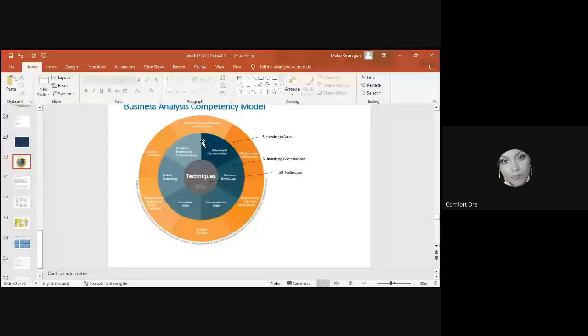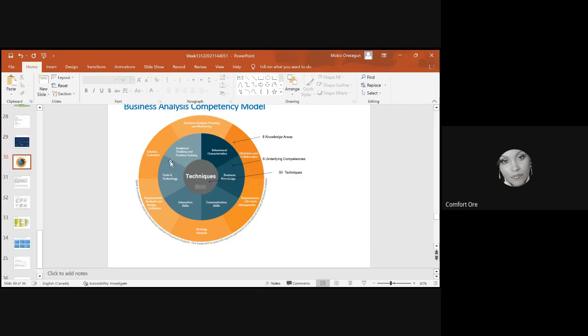And then now I'm going to go back and continue. So that's what we're referring to here. So with the 6 knowledge areas: business analysis planning, elicitation, requirements lifecycle, strategy analysis, requirements analysis and design, solution evaluation, and then the underlying competencies.